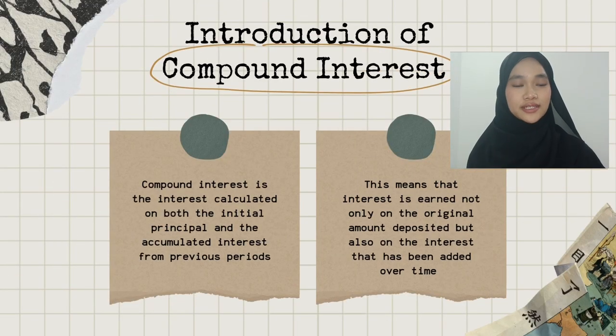Introduction of compound interest. So you must be wondering, what is compound interest, right? Compound interest is the interest calculated on both the initial principal and the accumulated interest from the previous periods. This means that interest is earned not only on the original amount deposited, but also on the interest that has been added over time.